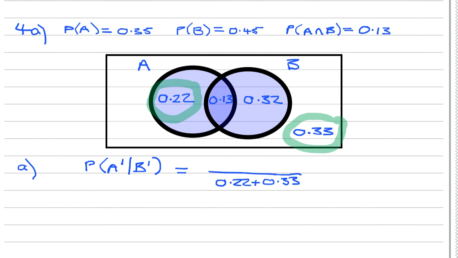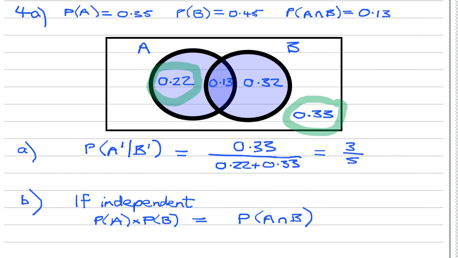Now the top of the fraction means given those, which is not A. Well, the 0.22 is in A, the 0.33 isn't in A. So the 0.33 is our not A given not B. And if we put those into our calculator, that comes up with 3/5.